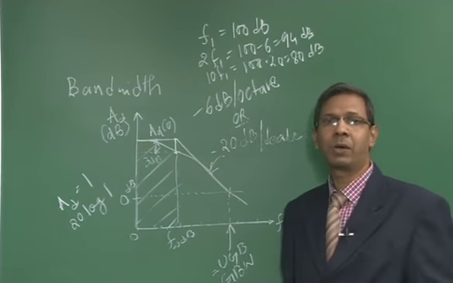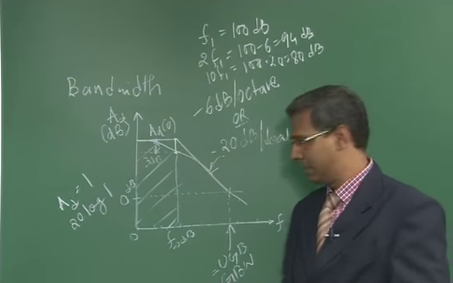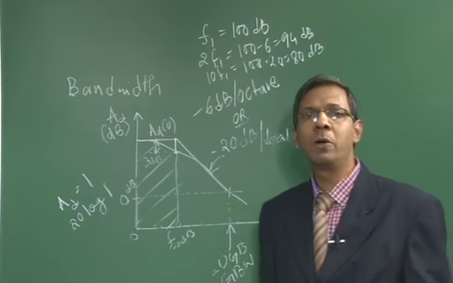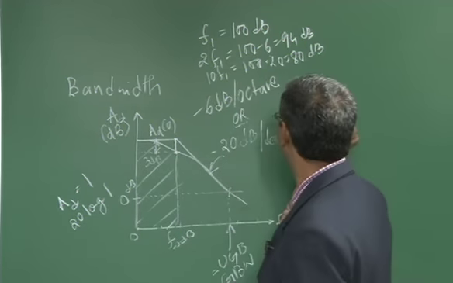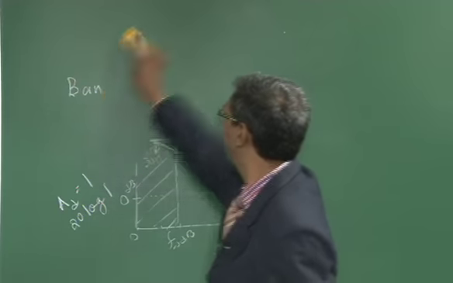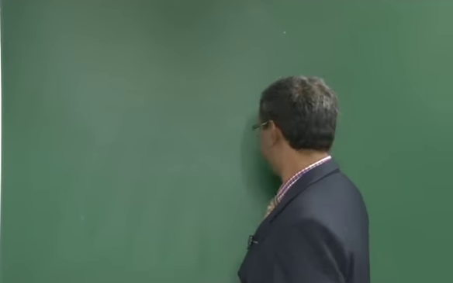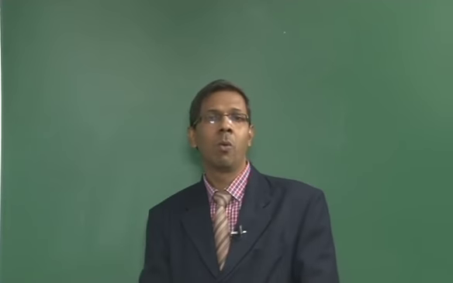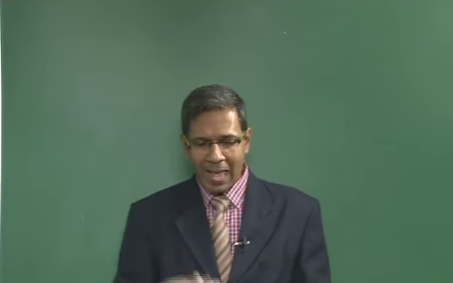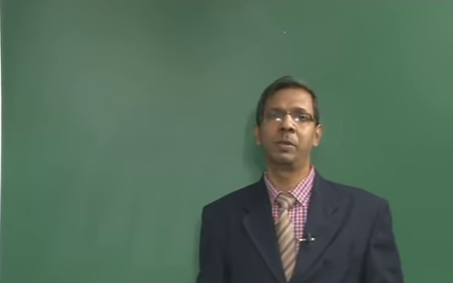So this is as far as bandwidth is concerned. This is the explanation. Now let us move on to the next parameter, which is called the slew rate. Whenever I am using my op amp in signal conditioning circuits, what does signal conditioning mean? I am giving an input which needs to be amplified.